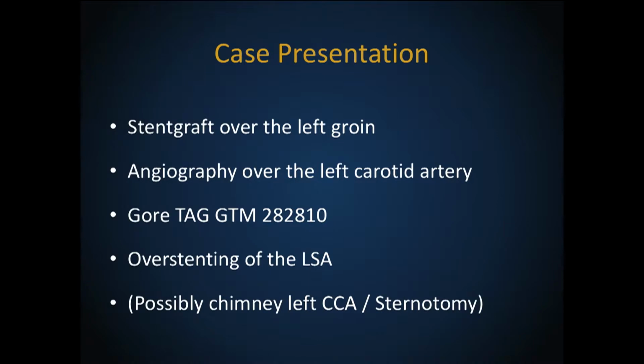So the plan is access over the left groin. We're going to be using an upper access from the left carotid artery for two reasons. First, to use it for angiography, and secondly, in case we do partially overstent the left carotid artery, we have very small distances, to be able to right away use a chimney as bailout. We have also discussed this patient extensively with our thoracic and cardiac surgeons, so we are actually able to do a sternotomy if this proximal extension does not work, and the patient knows so as well.